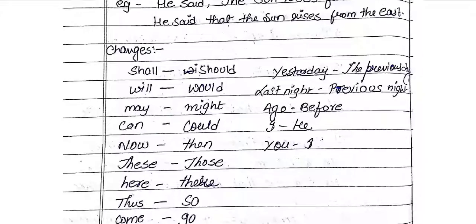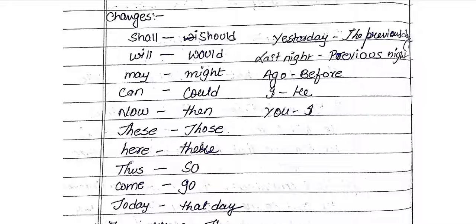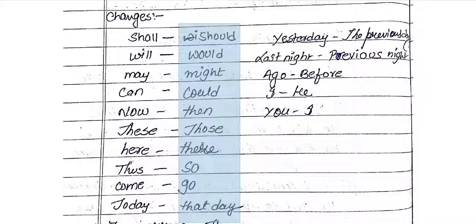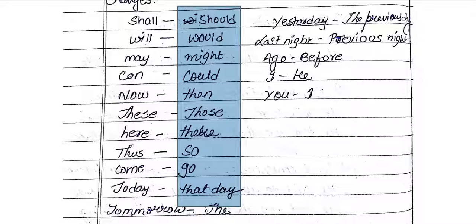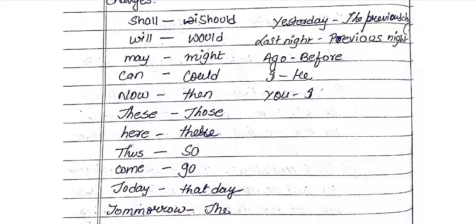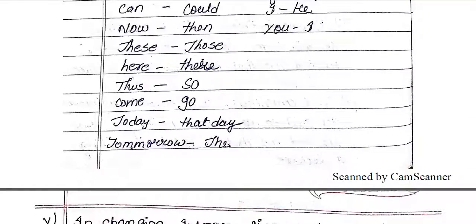Okay, so here are some changes that will take place from direct to indirect. So here is the list of things that will be in the direct sentences, and here is the list of things which will be in the indirect speech. Okay, so shall will become should, will become would, may will become might, can will become could, now will become then, these will become those, here will become there, thus will become so, and so on.